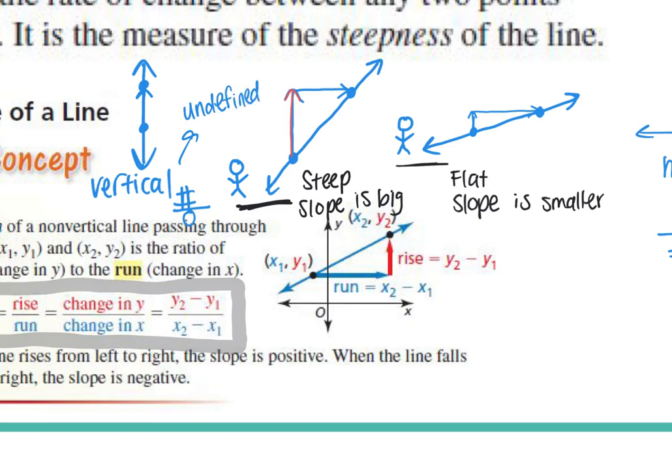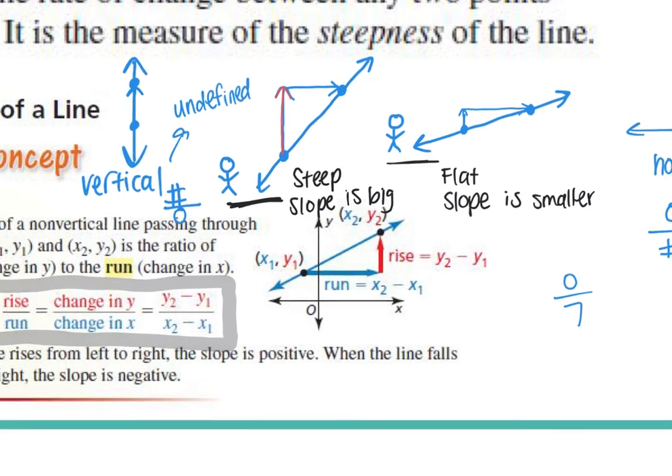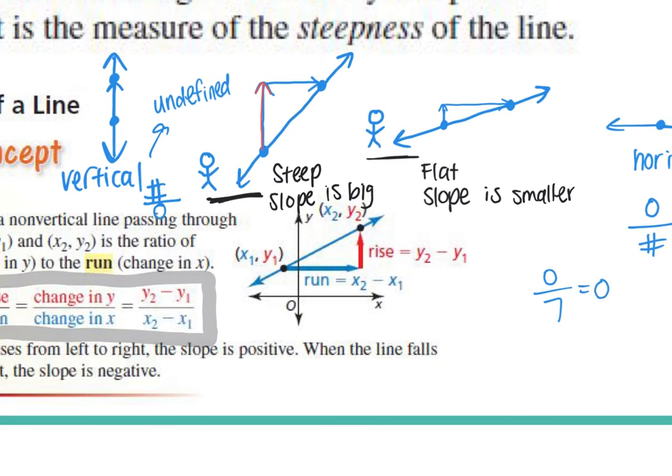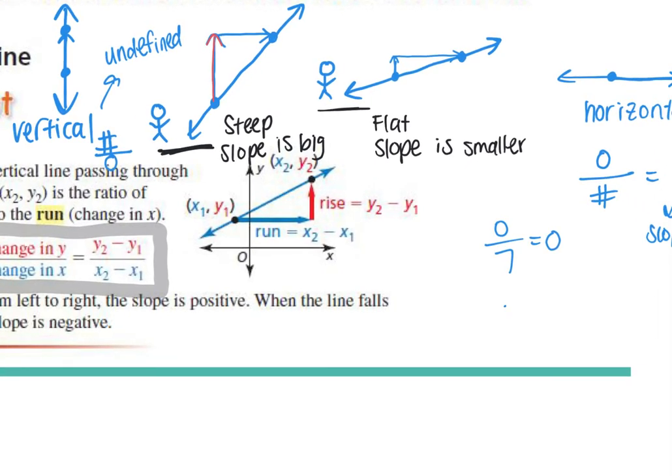Now let's think about that. If you were to take 0 and divide it by 7, right? What is 0 divided by 7? How many times can 7 go into 0? Nick? No? How many times can 7 go into 0? Gabby? 0, okay.